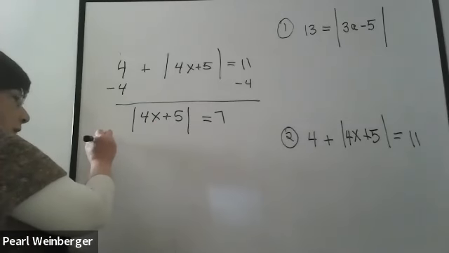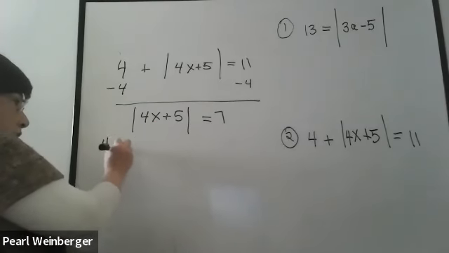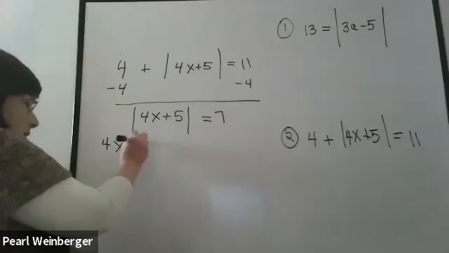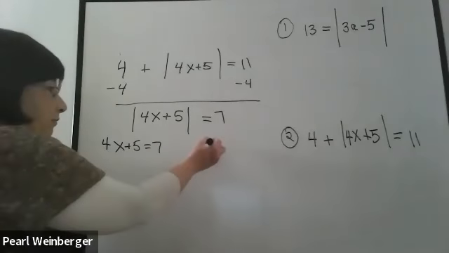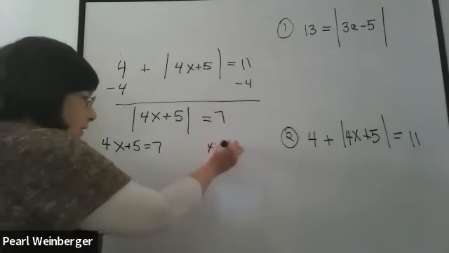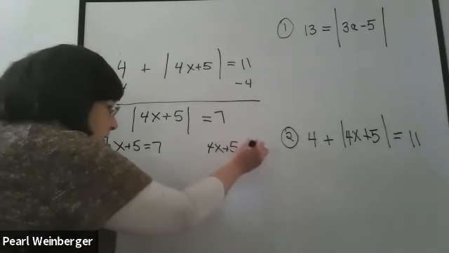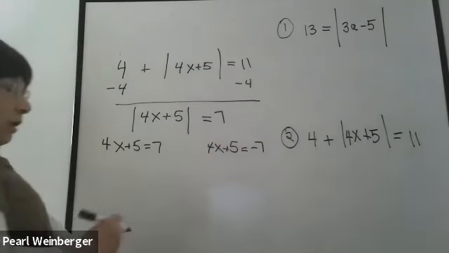Okay, so you're writing 2 equations. You're writing 4x plus 5 equals 7, and 4x plus 5 equaling negative 7. Yeah. So for the left side, 4x plus 5 equals 7, I subtracted 5 from both sides. It left me with 4x equals 2. I divided by 4, and x equals 2 over 4, or 1/2.